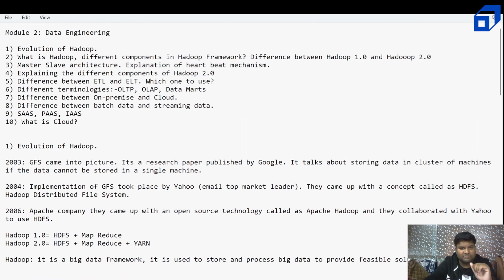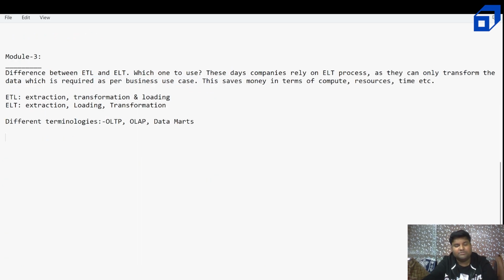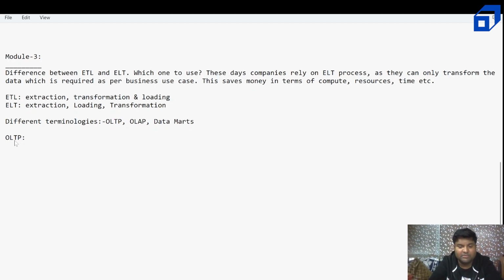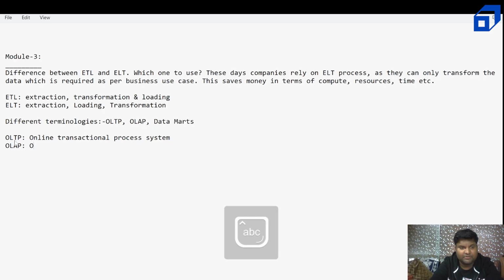Let me go to the next topic, which is different terminologies: OLTP, OLAP, and data marts. So what is OLTP? This is very important. I want to build a strong foundation for you guys. It is called the online transactional processing system. OLAP stands for online analytical processing system.